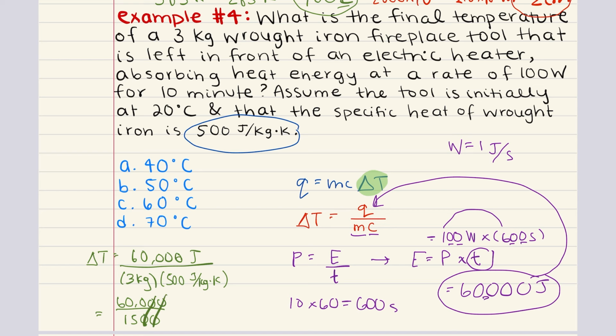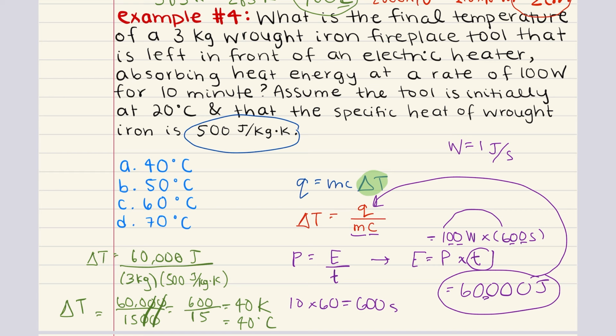We can go ahead and cancel out some of these zeros. What we're left with is 600 divided by 15. This is equal to 40. The change in temperature is equal to 40 Kelvin, which, by the way, is equivalent to 40 degrees Celsius. That's our change in temperature.